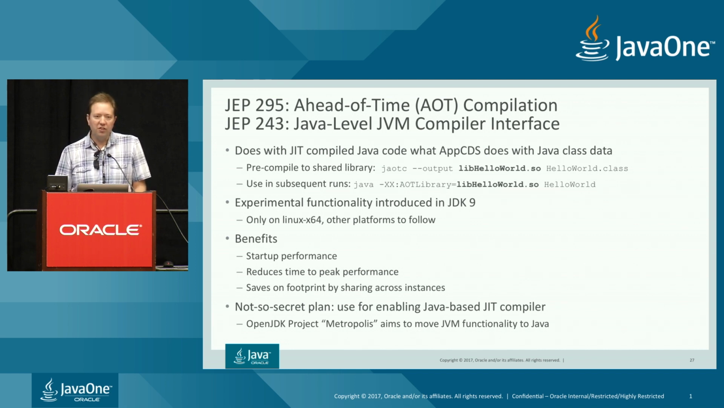So there's a tool called JOTC. You give it a class file and it will spit out a shared library. In this case, it actually is an ELF. You can't use it apart from in the VM, obviously, but it's still stored in that exact same format. So you basically do, again, a training run, but in this case it's a tool that you run, and then for subsequent JVM runs, you point it to that shared library, and the shared library will be reused.